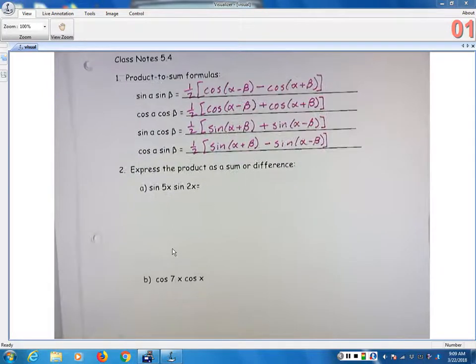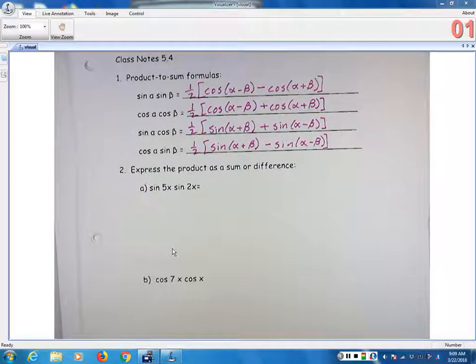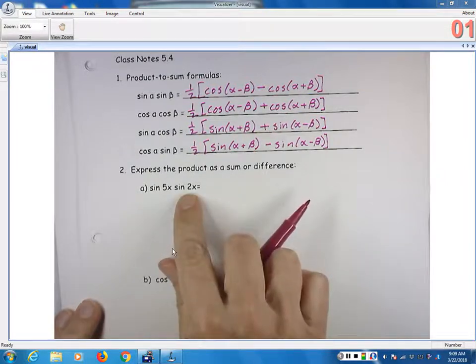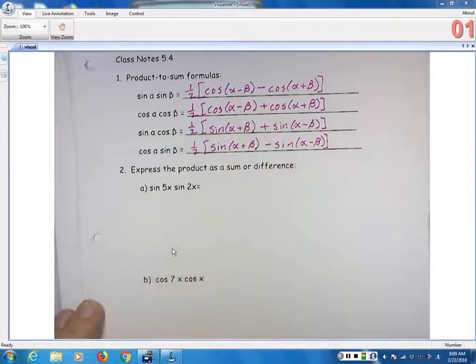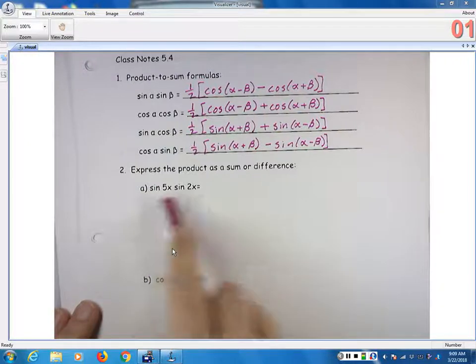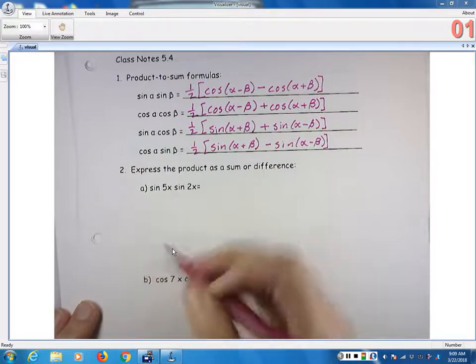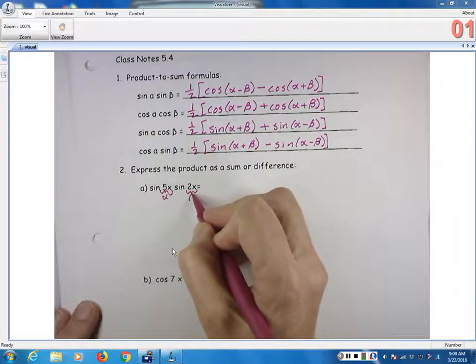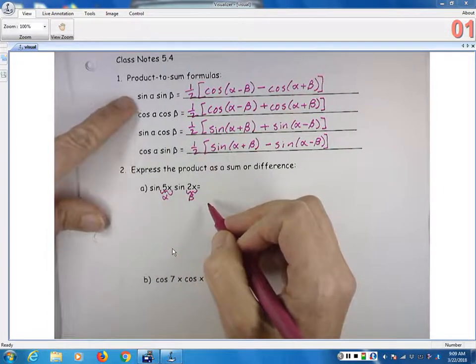All right, and if I ask you to use these formulas, you need to use them even if there's an easier way or a different way. You need to follow the directions. So all you need to know is how to use these formulas to express the product as a sum or difference. So now we have a product, we want to express it as a sum or a difference. So we have two sines multiplied together. This is alpha, this is beta. So it's the top formula.